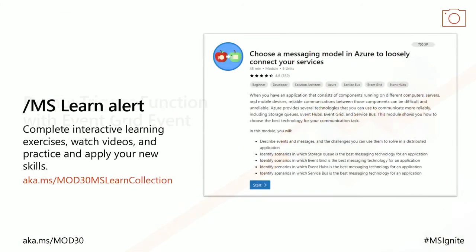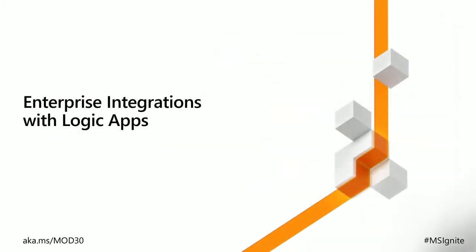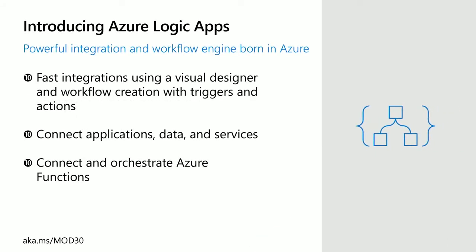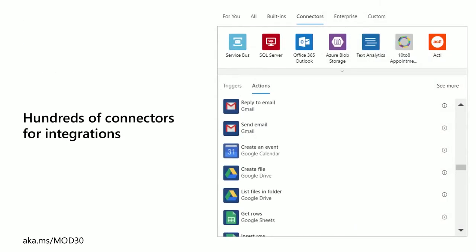So that's triggering a function with Event Grid. All right. The next thing we have is enterprise integration with Logic Apps. So another thing I mentioned was actually having Logic Apps in our applications. They're fast ways of integrating things together. You can connect applications, data, and services, and you can connect and orchestrate Azure Functions.